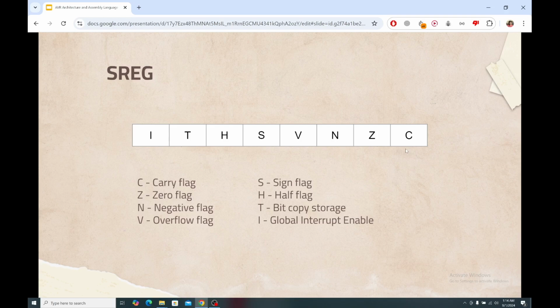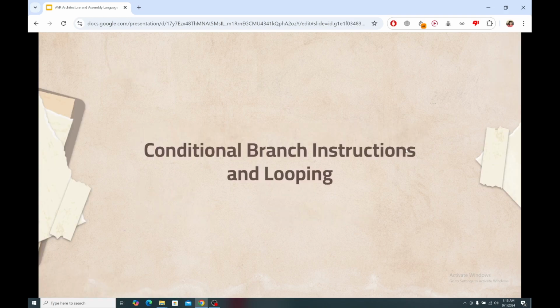Similarly, if the latest operation in the ALU is negative, the negative flag will be 1. Similarly, if the operation has a carry, the carry flag will be turned into 1, else it will be 0. We will discuss all of this next. We will discuss conditional branch instructions and looping. It will be based on the flags we discussed previously.